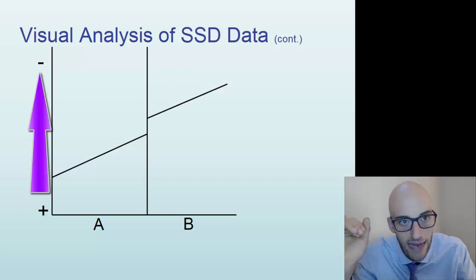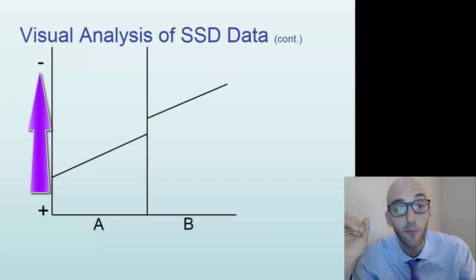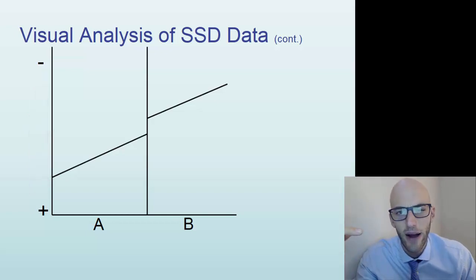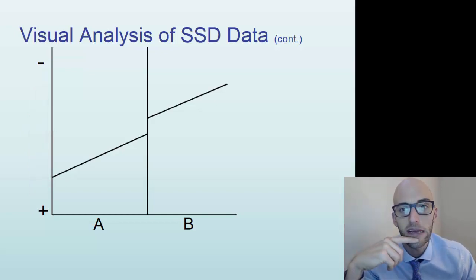And as opposed to the last graph, this one's a little bit tricky because you can see the plus sign and the negative sign are reversed here. So again, another reminder to think about what the outcome variable is. The high numbers in this case represent a worse outcome.